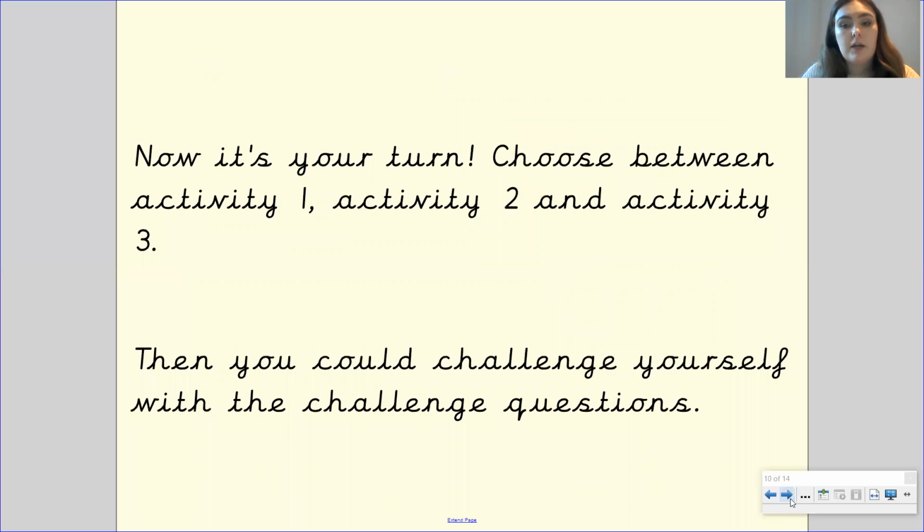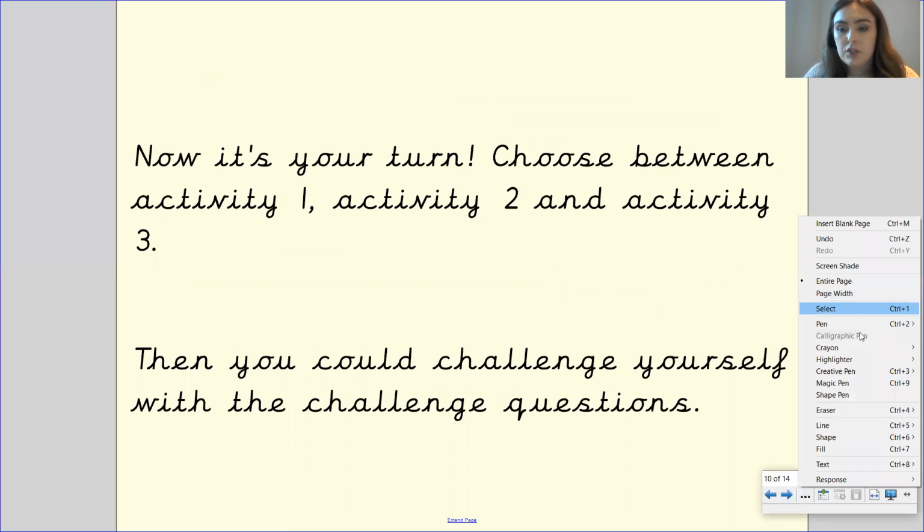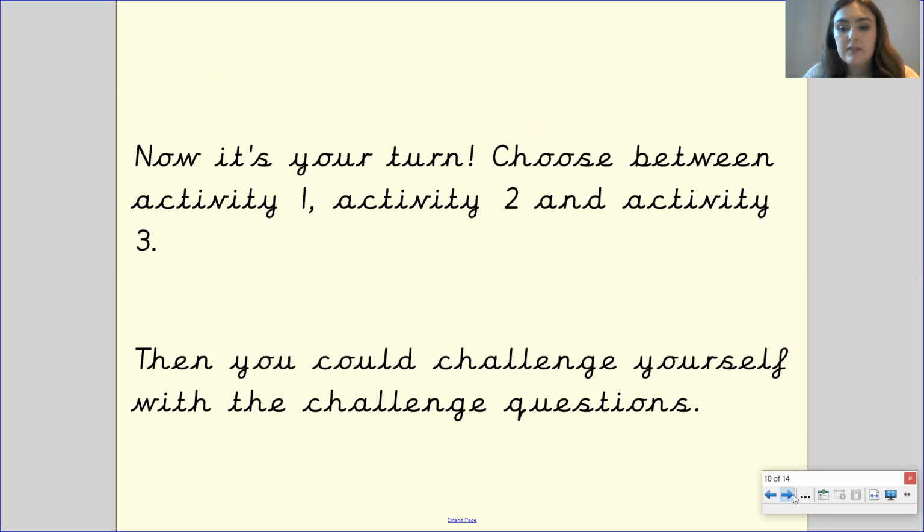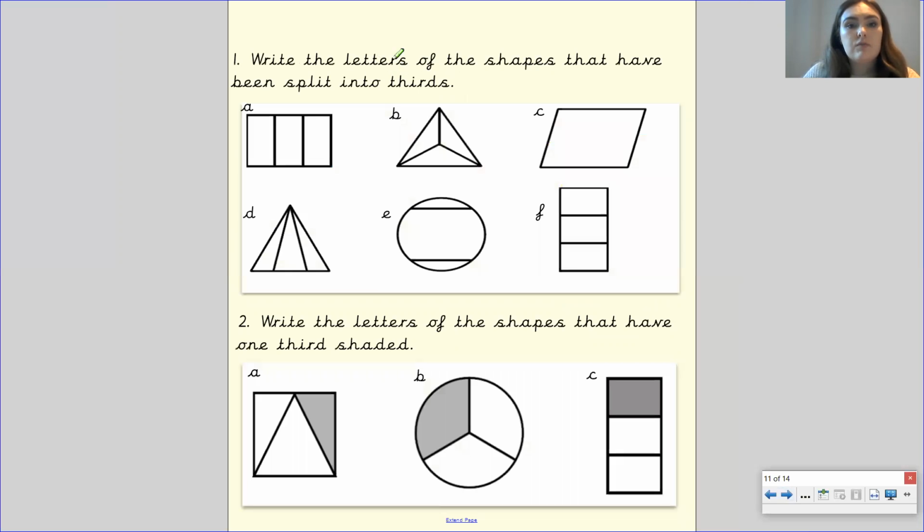Okay, now it's your turn. Choose between activity 1, 2, or 3, and then you can challenge yourself further with the challenge questions. Okay, so activity number 1. You need to write the letters of these shapes that have been split into thirds. So you need to write down just the letters of the shapes split into thirds. That's part 1. And then part 2, you need to write the letters of the shapes that have 1/3 shaded. Pause here if you are completing activity number 1.